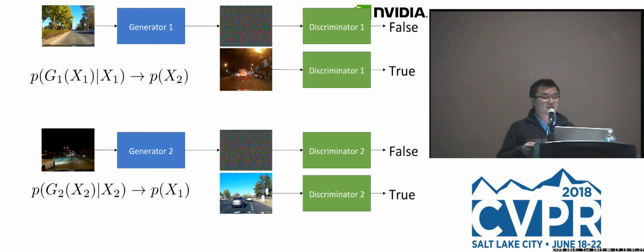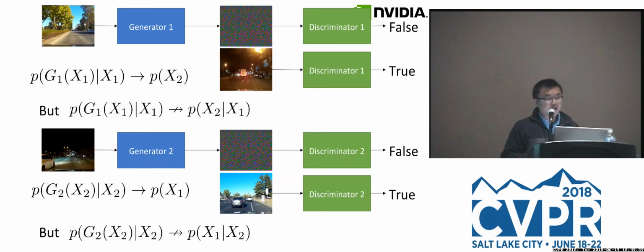However, by applying the alternating gradient update, all you have is the following property. The conditional distribution of your output images, which in the first case should be the night image, will approximate the distribution of real nighttime images. And similarly, for the following, the output day image from generator 2 will approximate the real day images. But we don't have the desired property that the conditional distribution will match the real conditional distribution.